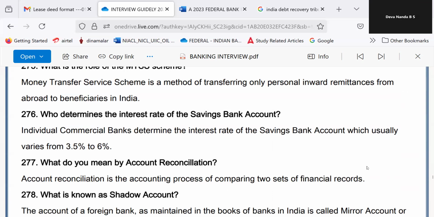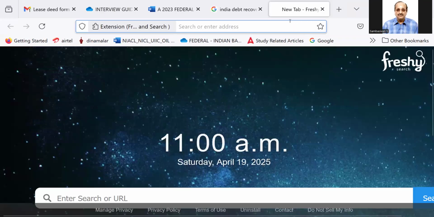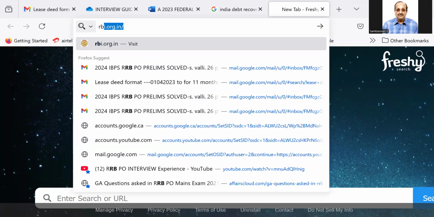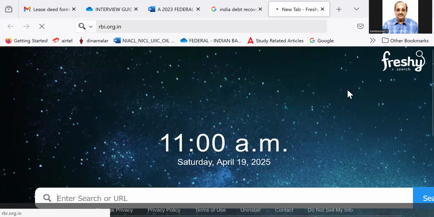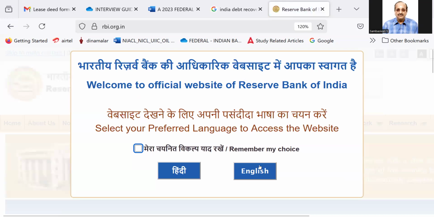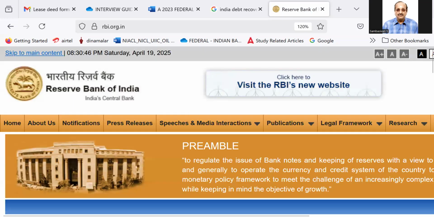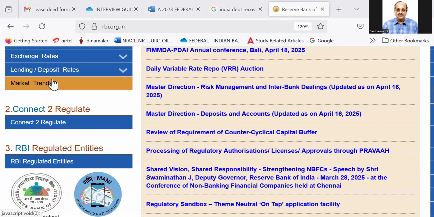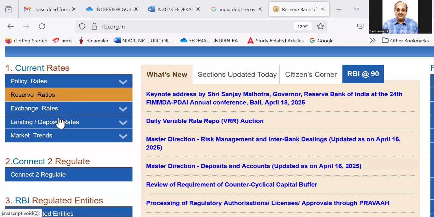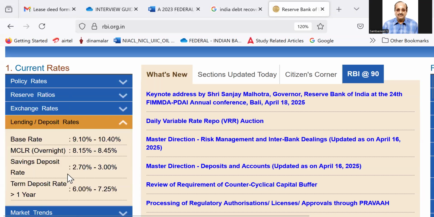Question 276. Who determines the interest rate of the savings bank account? Individual commercial banks determine the interest rate of the savings bank account, which usually varies from 3.5% to 6%. No, this is wrong. Now it has changed. We will go to the RBI website, rbi.org.in, that will tell us what the interest rate is now. Interest rates, lending and deposit rates. Savings bank rate nowadays is 2.723. Are you seeing on the screen?